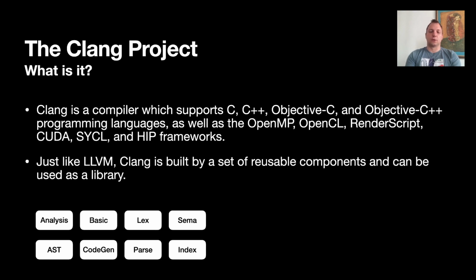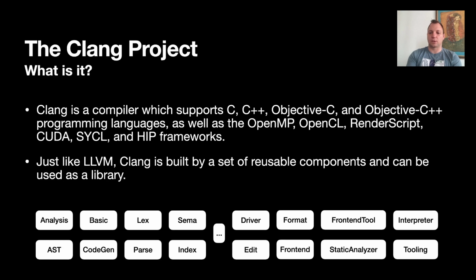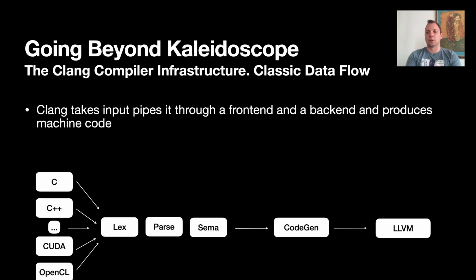If you look into Clang's structure, we'll see a bunch of libraries: analysis, AST, basics, codegen, parse, lex, sema, index, the driver, which makes the bunch of libraries into an executable, and then we have front-end tools and the interpreter. Today we're going to use some of these libraries, not all of them because there are too many, but you're welcome to have a look at what they do and how they could be reused in your particular use case.